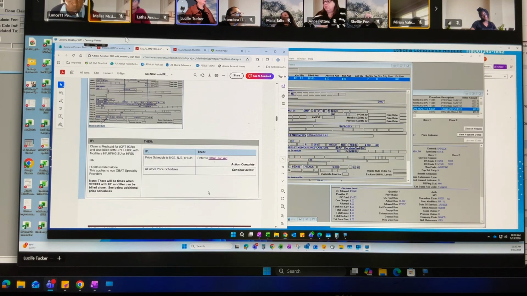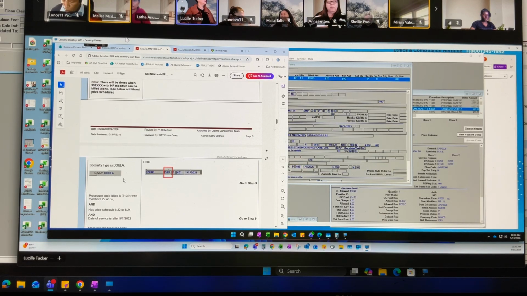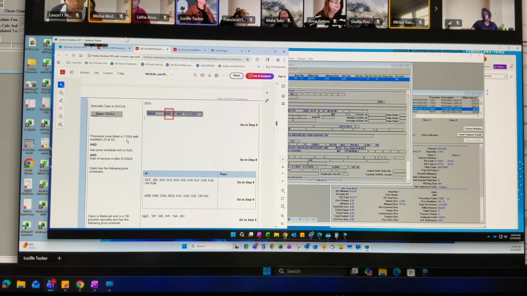So now it asks me a bunch of questions. Is my claim billed with any of the 992 and the H0006? No. This is not OBAT. My specialty is not doula. My claim is not billed with the T1024. So now I'm in here where it says claim has the following price schedules. So my price schedule is NJC, so that's going to take me down to step 9.